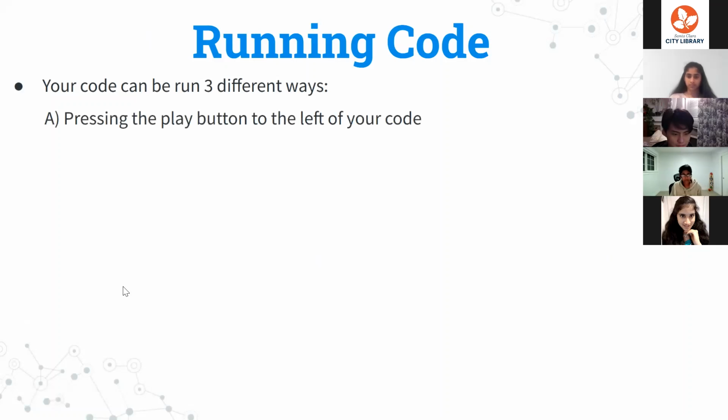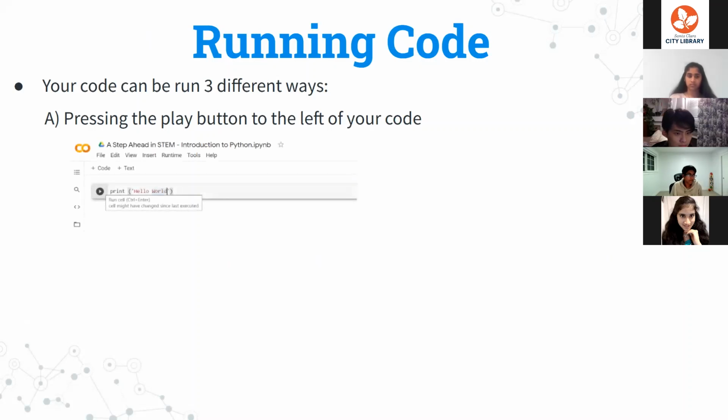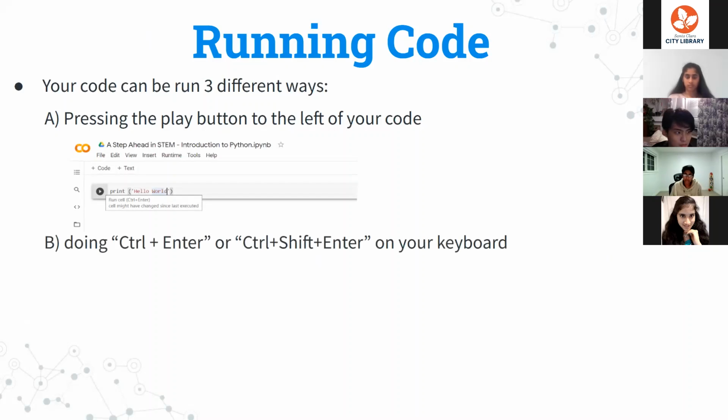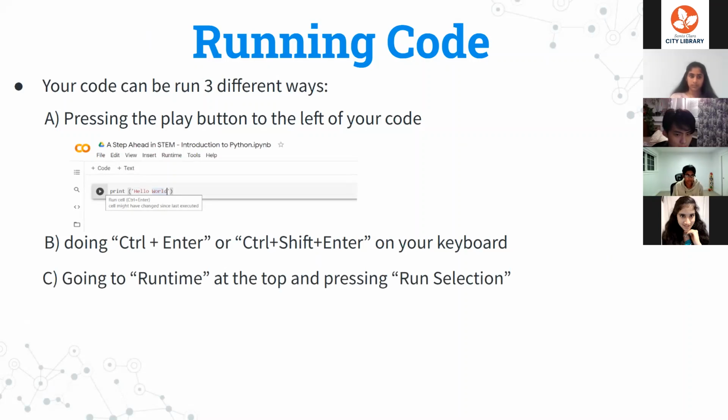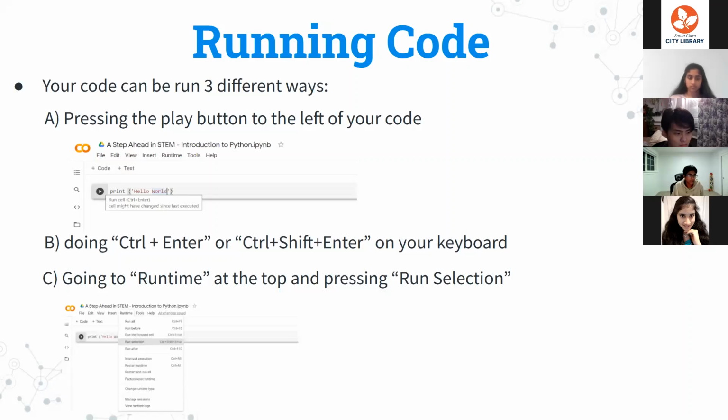Okay, once you've written your code, the next part to executing it is to run it. On Google Colab, there are three ways to do this. The first one is by going to your code, and on the very left, there should be a play button similar to YouTube. Or if that doesn't work, you can use the Control Enter or Control Shift Enter shortcuts on your keyboard. There's also another method: you can go to Runtime on the top left, drag down the menu, and click Run selection. Those are all ways to run your code after you've written it.